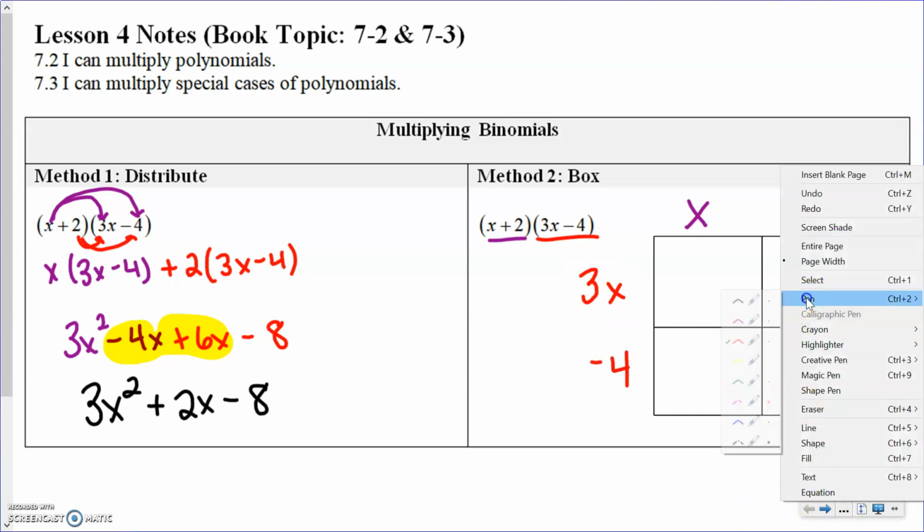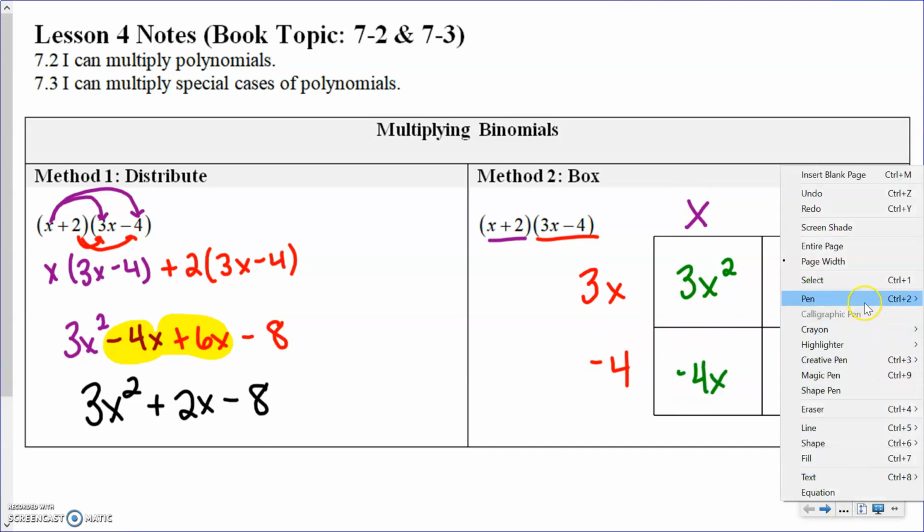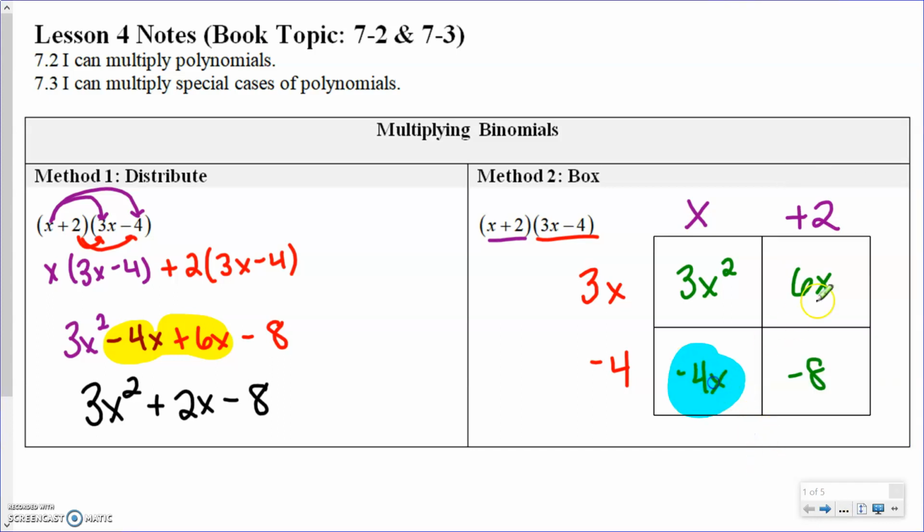What I'm going to do is I'm going to fill this in by multiplying. So I'm going to do 3x times x, which is 3x squared, and 3x times 2, which is 6x. Across the bottom row, I'm going to do negative 4 times x, which is negative 4x, and negative 4 times 2, which is negative 8. Your final step then is to go ahead and combine your like terms, which are typically diagonal from each other.